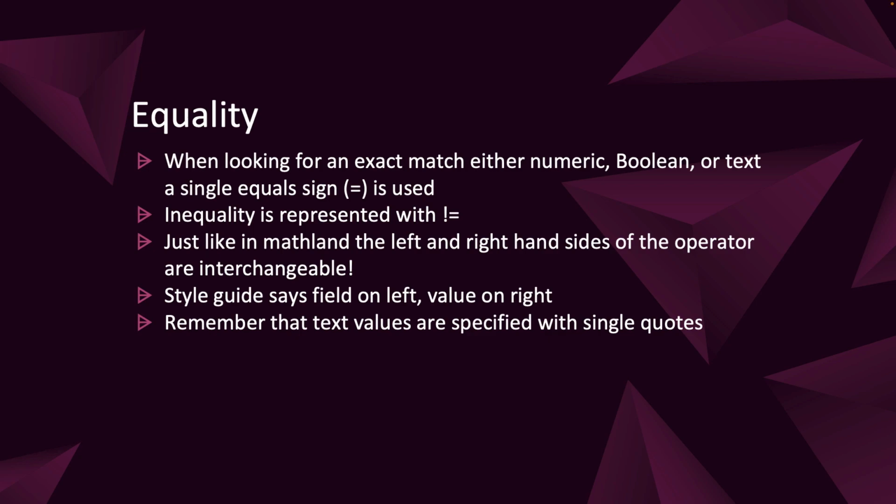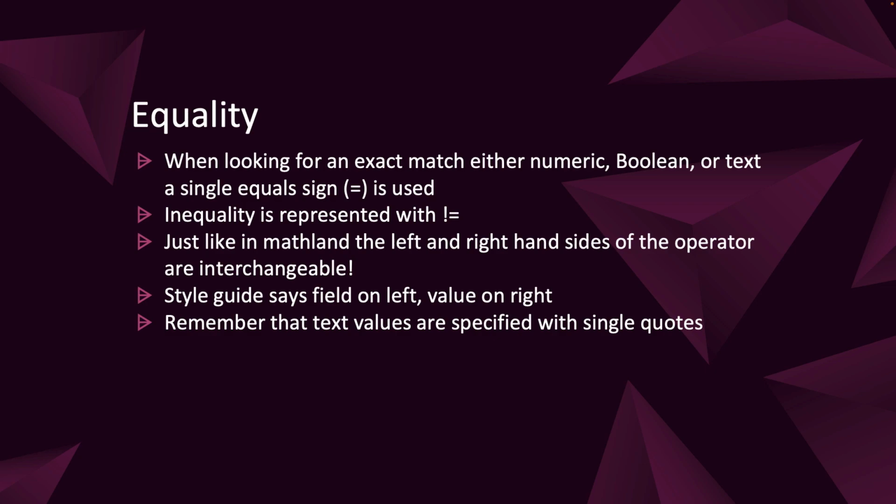When we're talking about equality, we're looking for either an exact match or an inexact match. So we have either numeric, Boolean, or text values. And we just use a single equal sign, just like we regularly do inside Mathland. And just like in Mathland, the left-hand side just has to be the same value as what's on the right-hand side. Inequality we represent with a not equal sign. And again, the left-hand side is not the same as what's on the right-hand side for that.